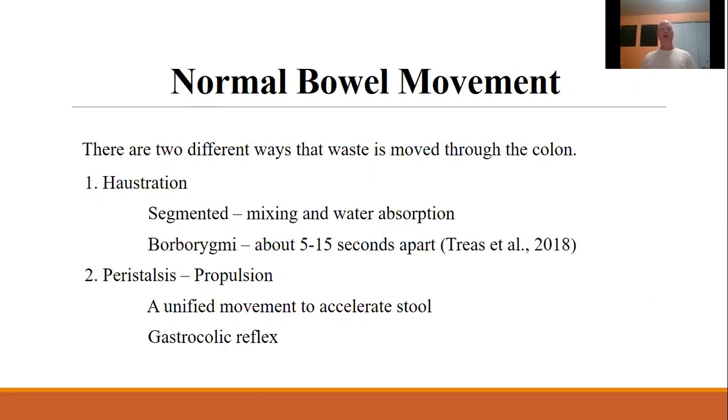And peristalsis is the longitudinal movement of the stool, and it's a mass movement where the colon contracts together to accelerate the stool into the rectum. That's going to happen right after mealtime, and also 5 or 6 hours following that. It's triggered by the gastrocolic reflex from having food in your stomach, as Riley had talked about earlier. Next slide.